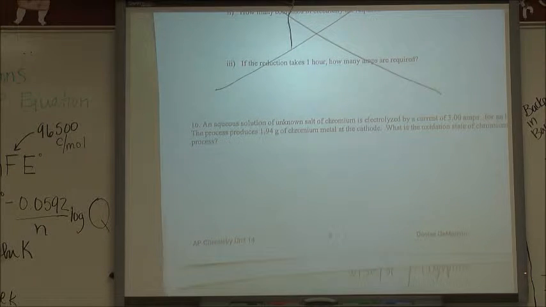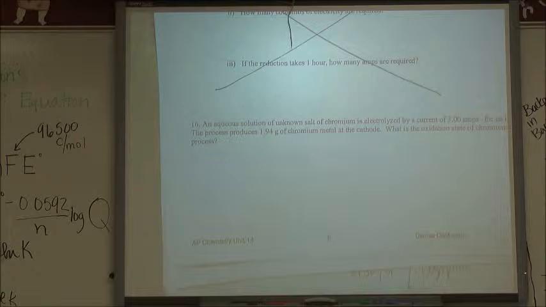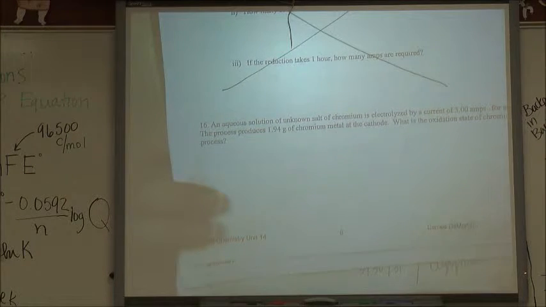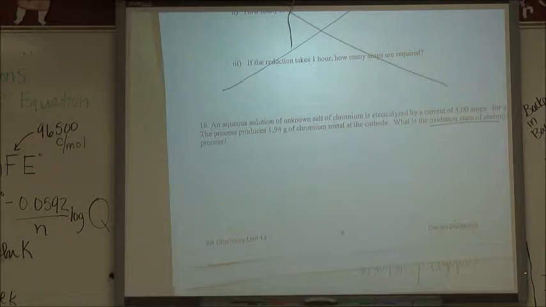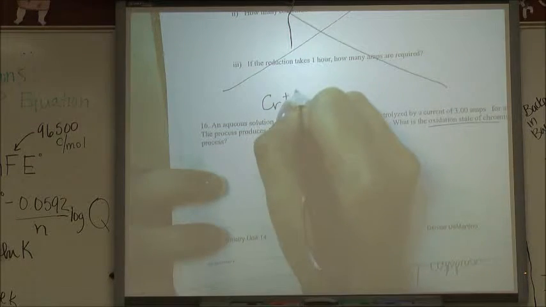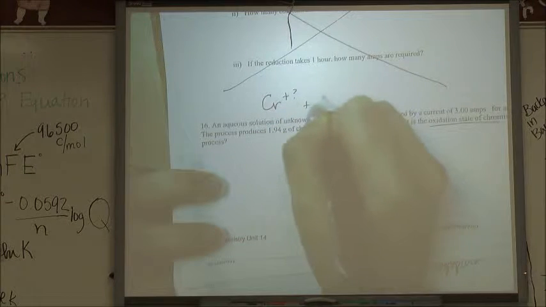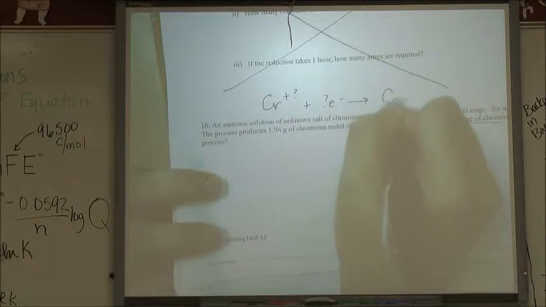All right. An aqueous solution of unknown salt of chromium is electrolyzed by a current of 3 amps for an hour. The process produces 1.94 grams of chromium metal at the cathode. What is the oxidation state of the chromium? So what are we doing? We are doing chromium plus something, what? Plus electrons gives us chromium.